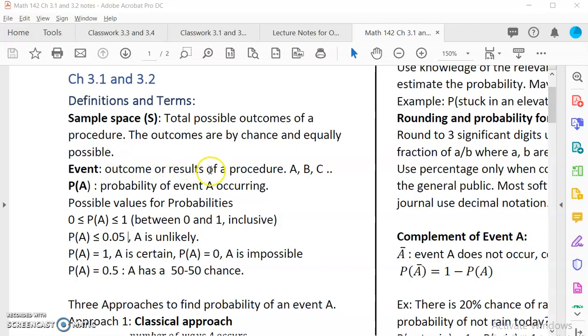An event is the result of a procedure, so it's the outcome. We use a capital letter to symbolize an outcome, an event. So we call it A, B, or C. If I want to describe the chance of an outcome, I do a procedure and look at how likely a particular outcome is to happen. We write P open parenthesis A, probability of event A occurring.